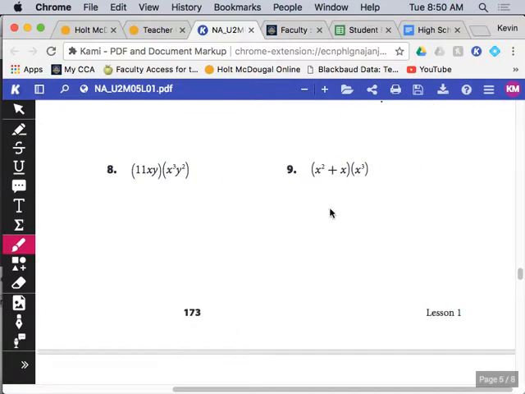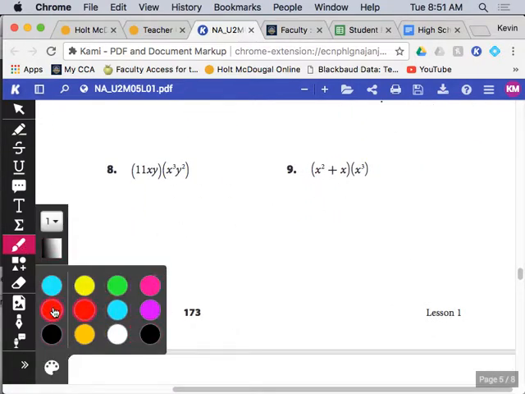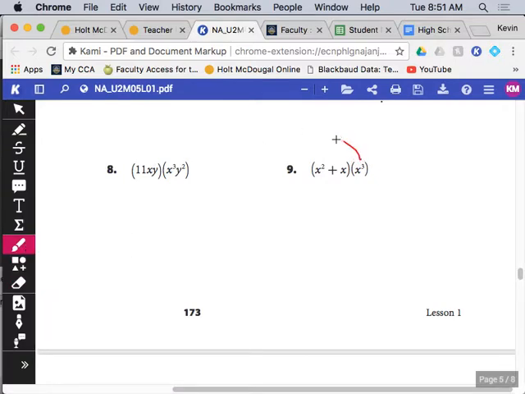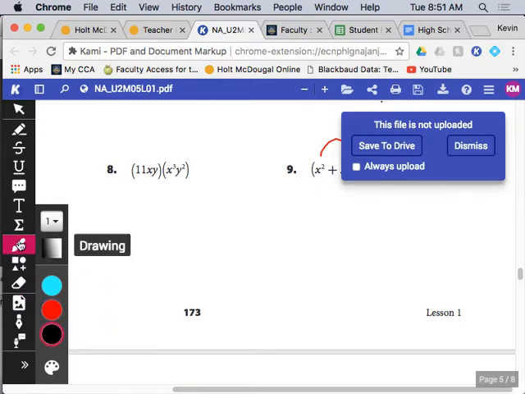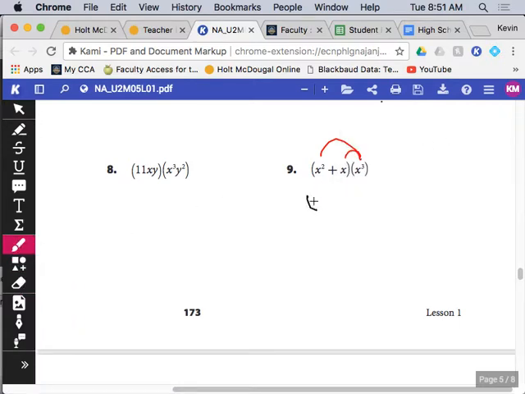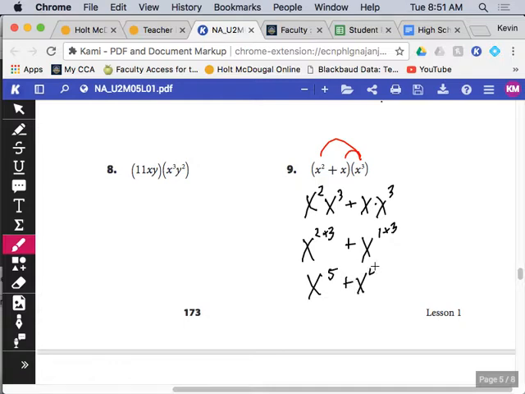Number 9 is, I have to distribute this x cubed in here and here. So it becomes x squared times x cubed. You got it? X times x cubed. I'll just continue. X to the 2 plus 3 plus x to the 1 plus 3, or x to the 5th plus x to the 4th. Okay? Does that make sense?